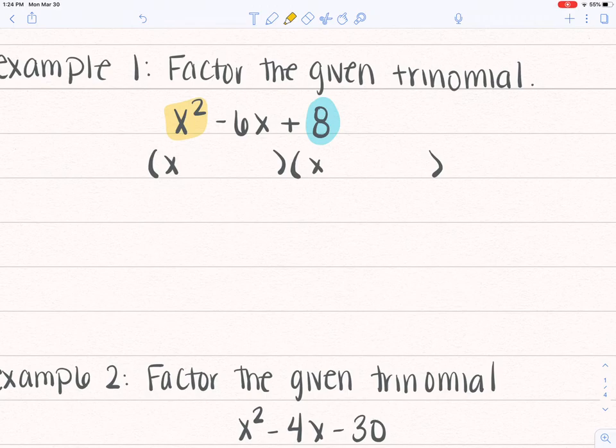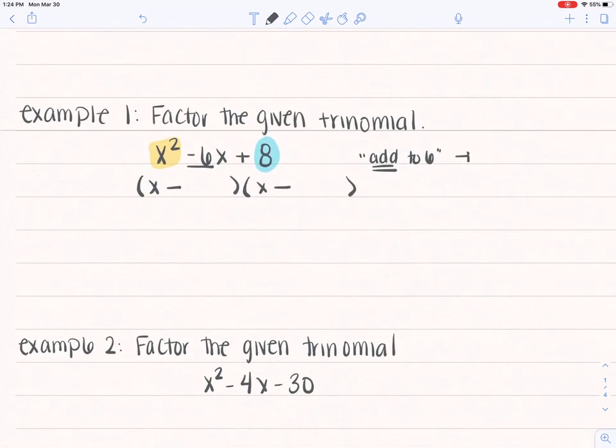And then the 8 is positive, so the sign chart that you just wrote down tells me that if 8 is positive and the middle term is negative 6, both of these signs are going to be negative, negative. Which means I'm looking for two numbers that add to 6, because the signs are the same. So from here, I'm looking for two numbers that add to 6 and multiply to 8, the last term, or that C right there.